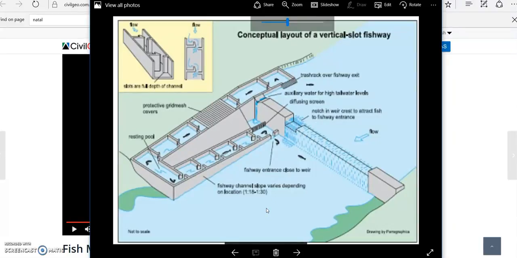picture and image that we looked at yesterday. When I looked a little bit closer at it, I noticed that it said there's a notch in the weir crest to attract the fish to the fishway entrance. And he did say in the video in the beginning, you may not have caught it, but it was outpouring water that attracts the fish to this little narrow passageway.